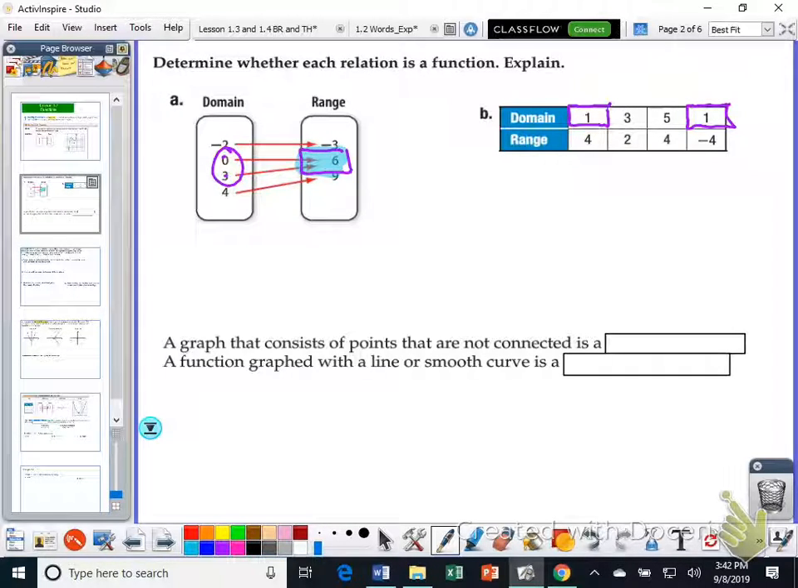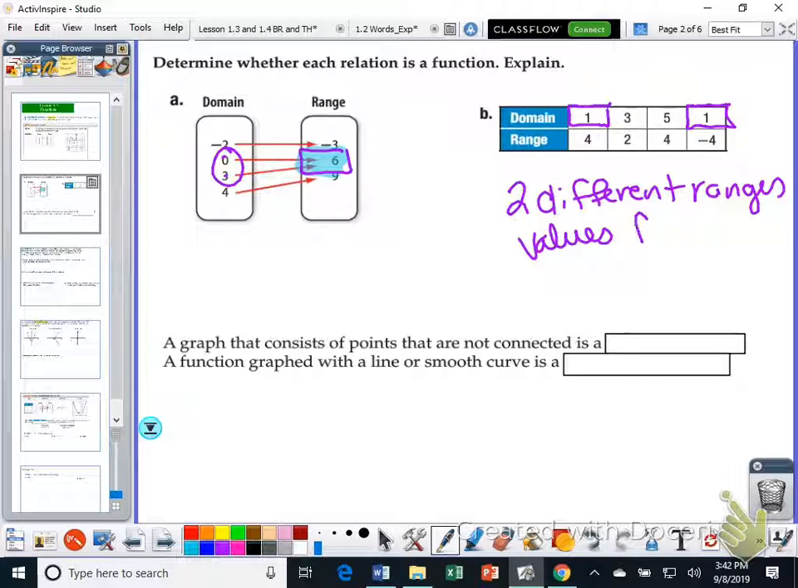there are two different range values for one domain value. So the value 1 has 2 different range values.